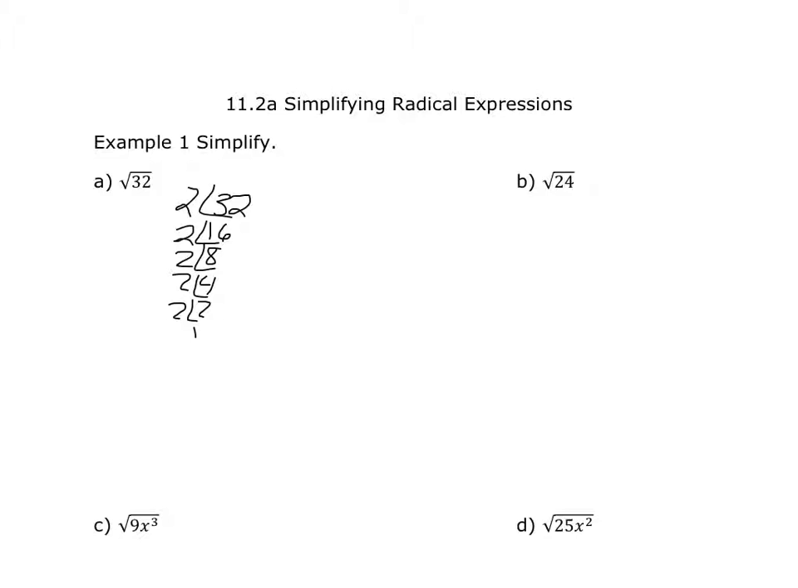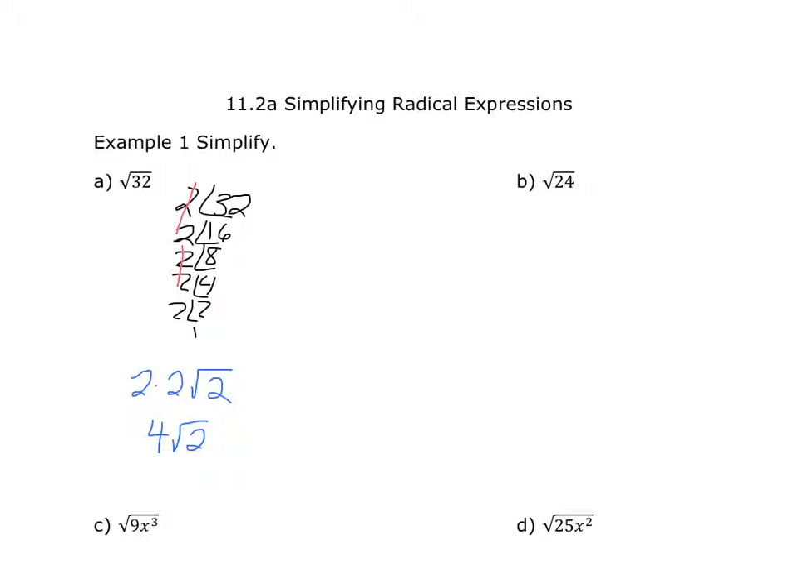So I have a couple pairs of 2, right? I have a pair of 2s here, 1 pair of 2s, 2 pair of 2s. What stays underneath? 2 pairs of 2s get to come out, 1 2 stays underneath. So our answer will be 4 square root 2.